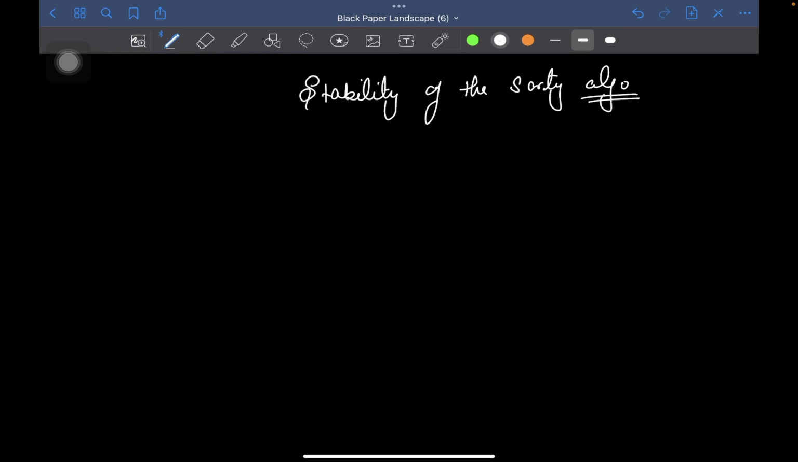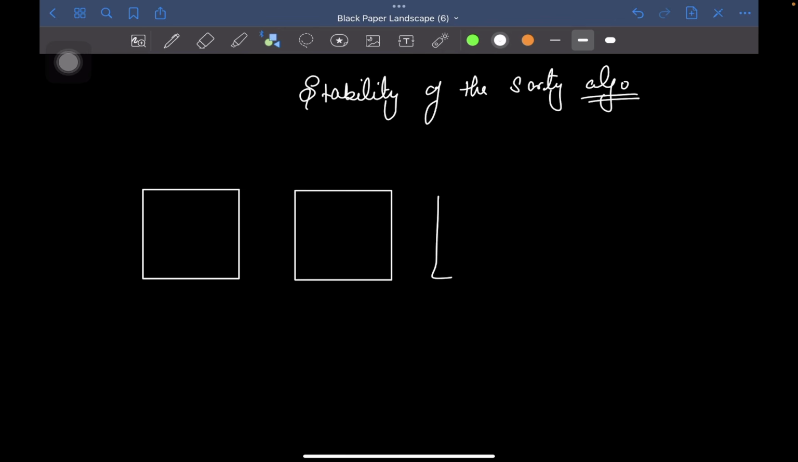Now, what do you mean by stability? Let's take an example of e-commerce. Now, in e-commerce, just think about it. Let's say you have 3 iPhones. One is an iPhone 13 product red. One is iPhone 13 black. And let's say one is iPhone 12.